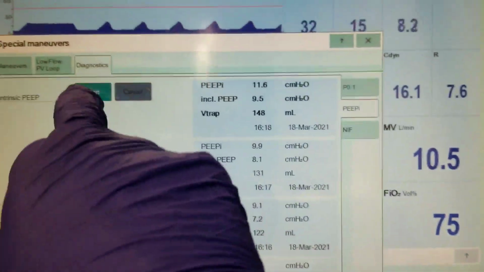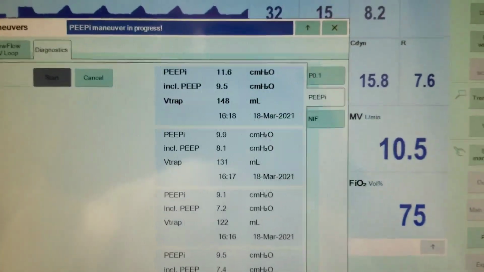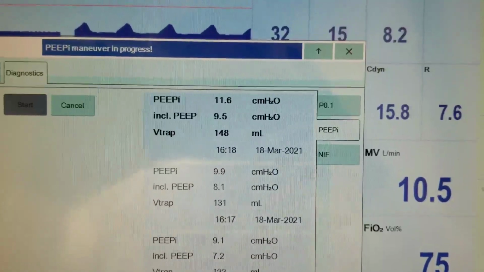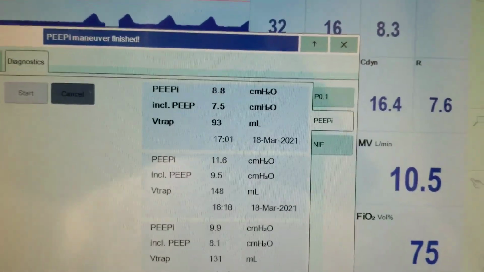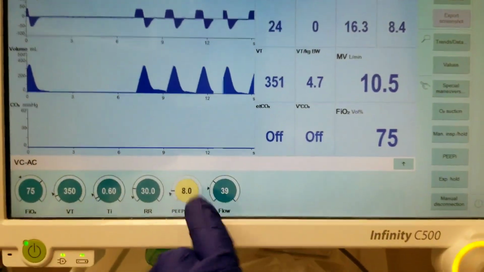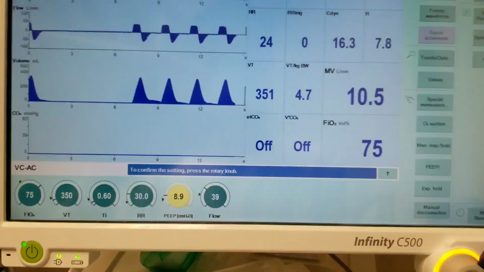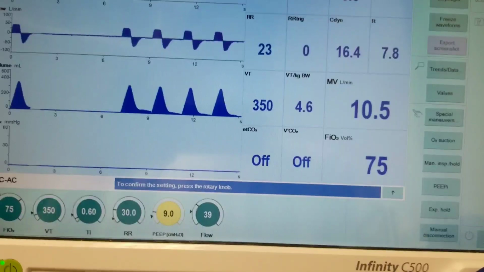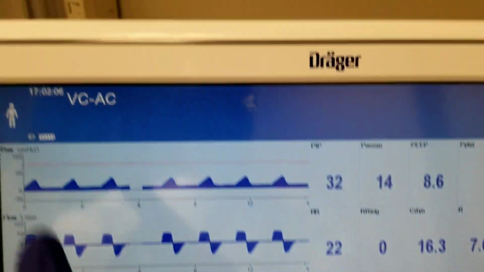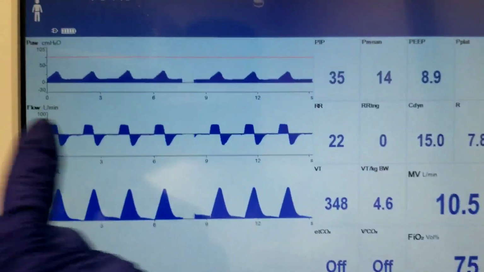and we have to do the total PEEP. All right, 8.8. We're going to titrate that up. Going to go up to 9. So we're doing just the global mechanics right now, the traditional global mechanics with ACVC and the square waveform.